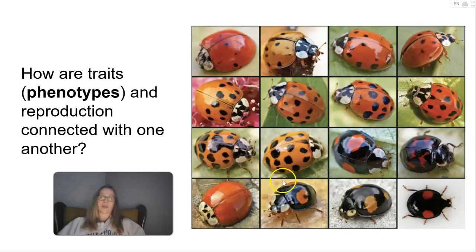And think beyond ladybugs at this point. Think about the birds and how they have different bird calls, mating calls, and mating behaviors. Some of them have some pretty elaborate mating dances. How are those connected with each other?